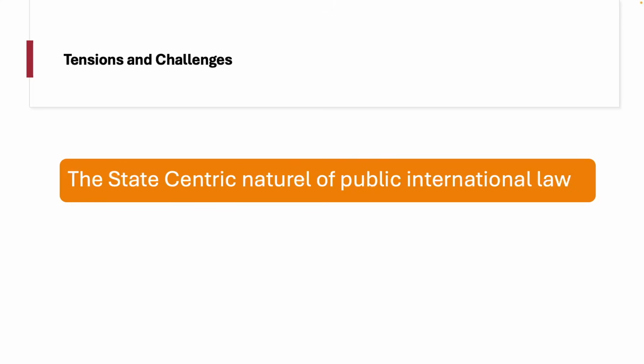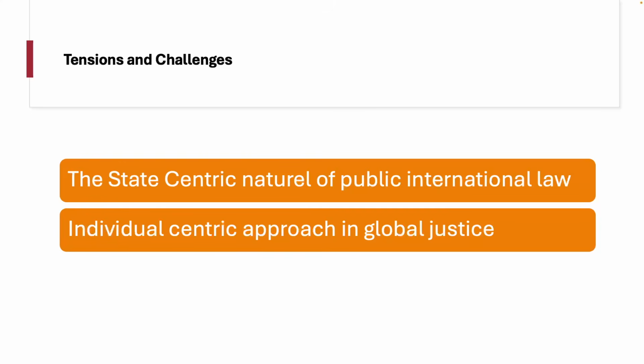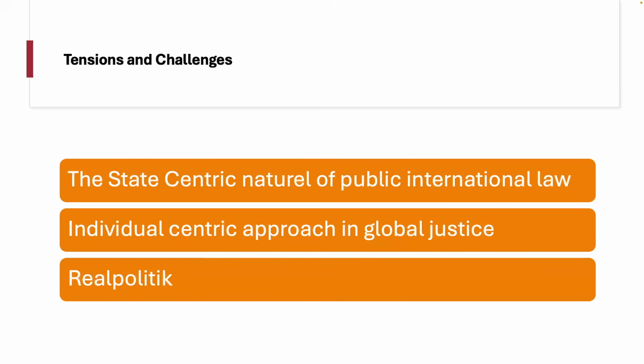The legal framework is designed for state actors, and it's designed for states and maybe in some cases institutions, but the normative ideal of global justice is individual-centered. How do we square this circle? How do we bridge this gap together to produce a system of international law that would work in a more effective manner? So this is the problem, the state-centric versus the individual-centric.